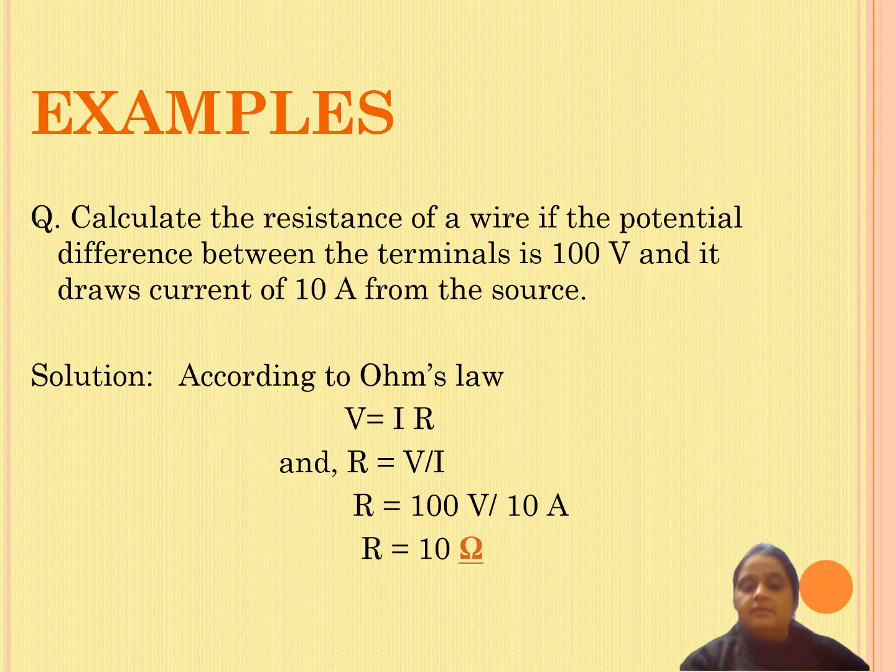Let's do the numericals, my favorite part. Calculate the resistance of the wire. The potential difference is 100 volt and the current is 10 ampere. The simplest question. Which law? Ohm's law, V equal to IR. What is V? 100 volt. What is current? 10 ampere. And the resistance is equal to V upon I. That will be 10 ohm. Okay, that will be there.